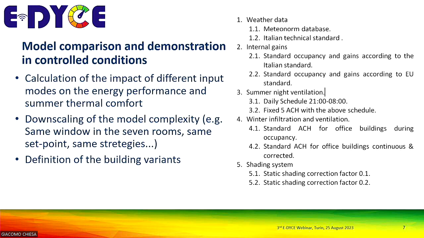So to do the calculation extended at a seasonal level, we downscale the model complexity. That means same windows for all the same room, same set points, and same strategies. And then we define the building variants. There are an enormous number of variables to check. We concentrated on the most usual in terms of impact on the performance of building: the weather data, the internal gains, the summer night ventilation, which was relevant for our building, the winter infiltration and ventilation rate, and the impact of shading system.